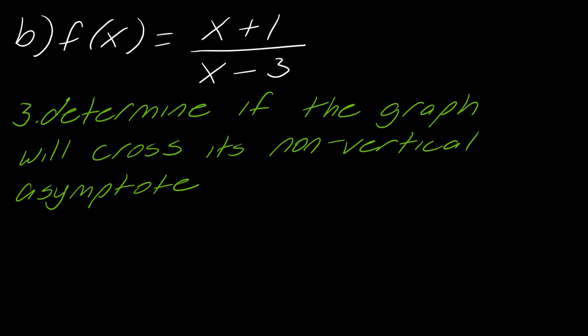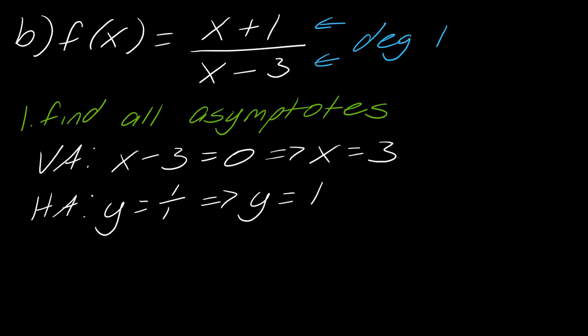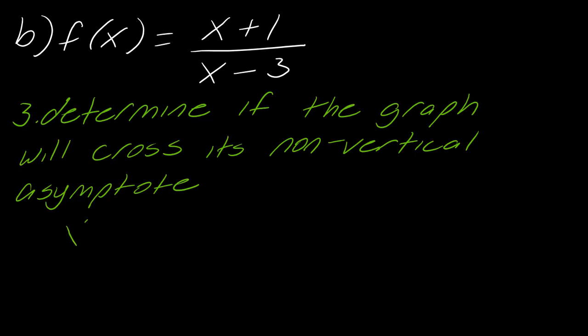Determine if the graph will cross its non-vertical asymptote. Okay, so just to remind you of what this means. My non-vertical asymptote, going back to what we were just doing, would be the horizontal asymptote. So I want to set this equal to 1. So let's set this function equal to 1.